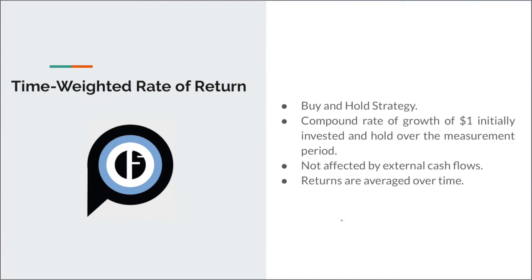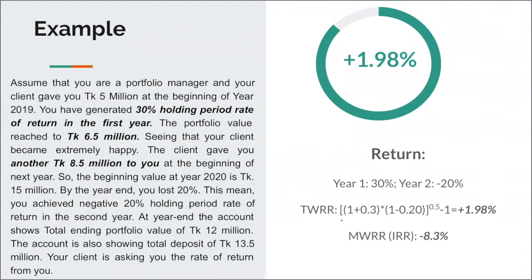So let's talk about the time weighted rate of return. The time weighted rate of return considers a buy and hold strategy. It is the compound rate of growth of $1 initially invested, where you hold the portfolio over time. So the time weighted rate of return is not affected by external cash flows. Whether money is injected or liquidated doesn't matter, because the time weighted rate of return always removes the effects of external cash flows. It is always calculated as if you invested $1 today and held your investment throughout the period we are measuring the performance. So let's see an example.